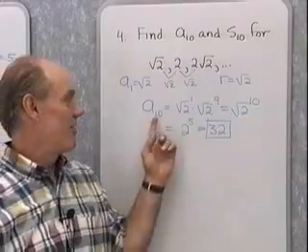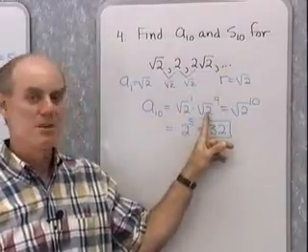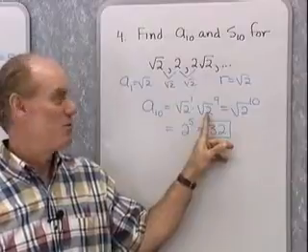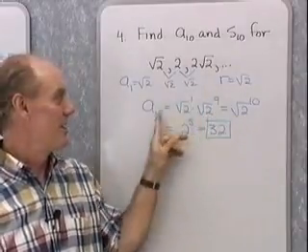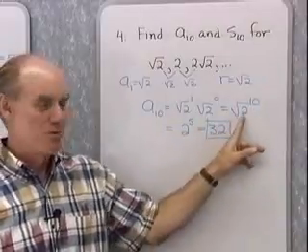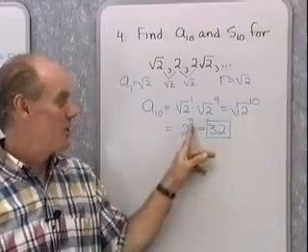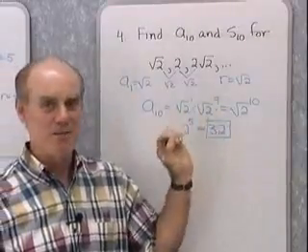So if I want to find the 10th term of this progression, it's the first term, square root 2, times the common ratio of square root 2 to the 9th power. That's a power 1 less than the term number, and so then I have square root 2 to the 10th power. Square root 2 is 2 to the 1/2, to the 10th. Multiply exponents, and I get 2 to the 5th. That's 32.